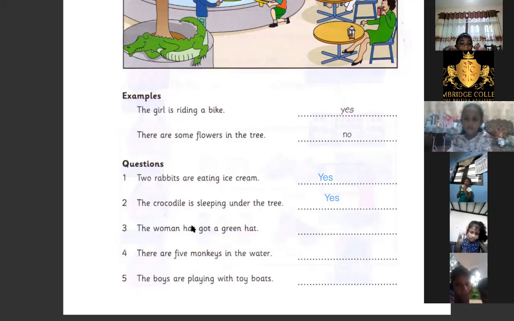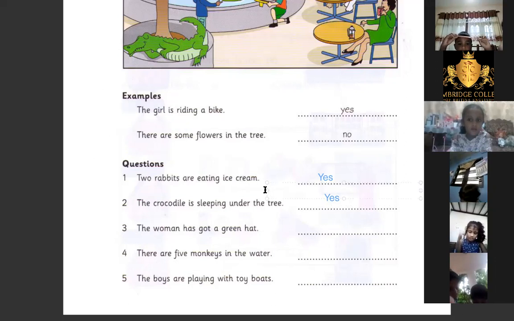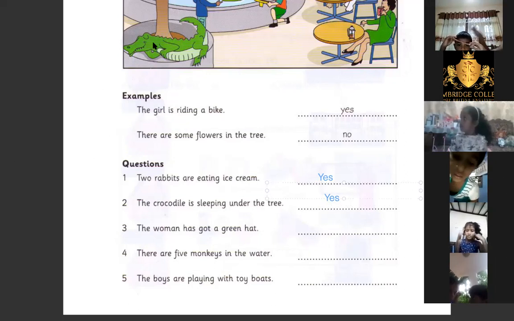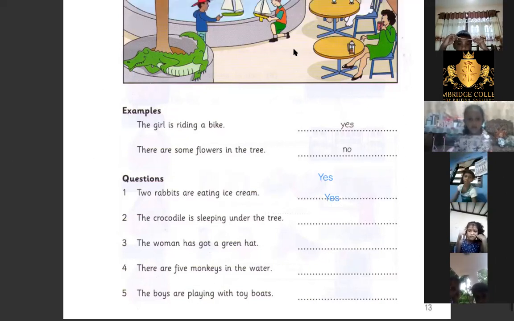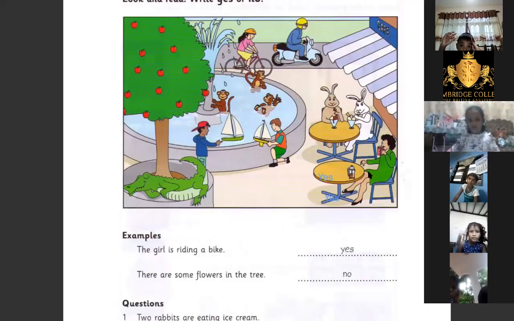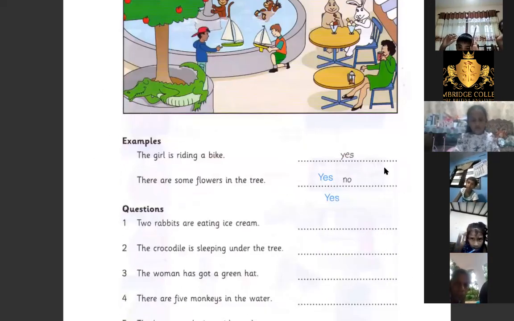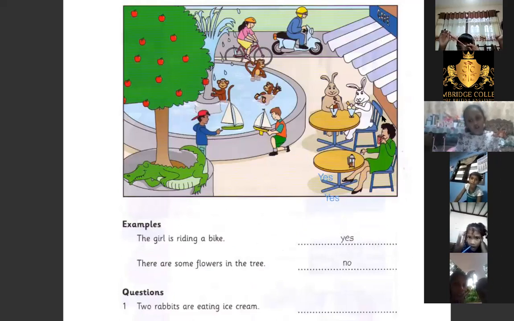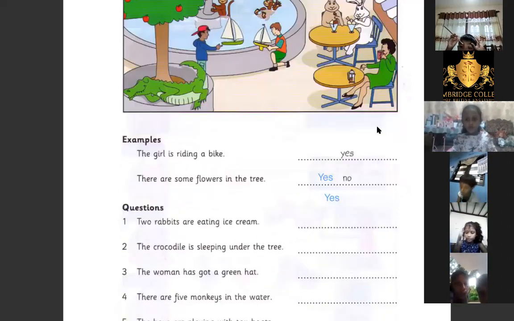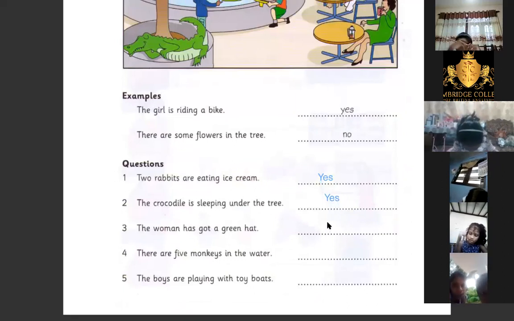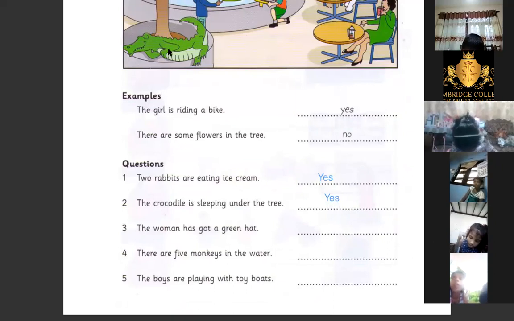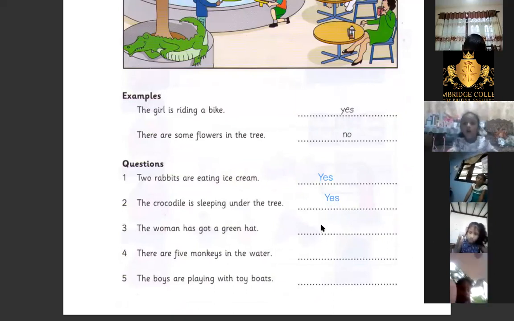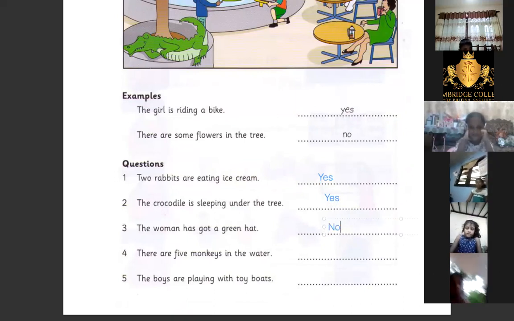The woman has got a green hat. Yes or no? She doesn't have a hat, so we want to write the answer no. Shall we write the word no? N-O. No.